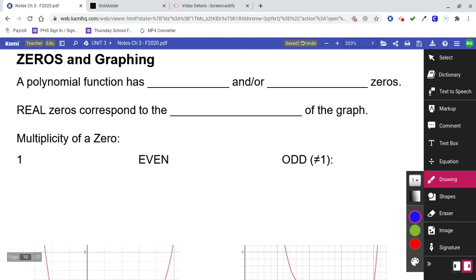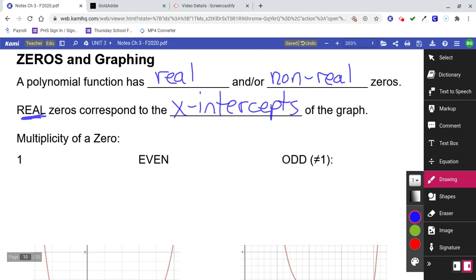Zeros and graphing. A polynomial function has real and/or non-real zeros, and we talked about that in the last lesson. The real zeros correspond to the x-intercepts of the graph. They're very useful, the x-intercepts, where the graph crosses the x-axis. We talked about multiplicities in the last lesson, but a multiplicity describes a specific appearance on the graph.